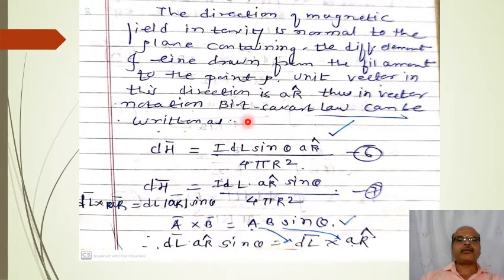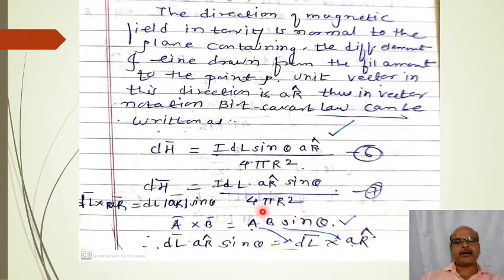Thus, in vector notation, the Biot-Savart law can be written as dH̄ = I dl sinθ âR / (4πr²). So we can rearrange this equation as dH̄ = I dl âR sinθ / (4πr²). We observe here that, from the vector identity, A̅ × B̅ = AB sinθ.